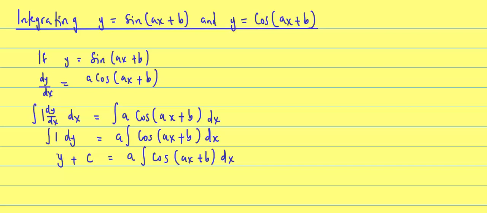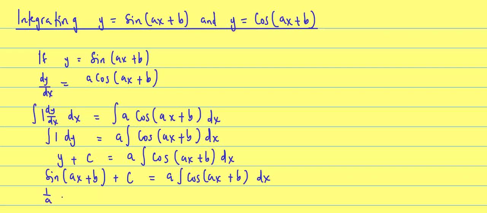I already know what the value of y is equal to. y is my starting function here, which is sine ax plus b plus some integral constant c, which is going to be equal to a times the integral of cosine of ax plus b with respect to x. Now I can divide both sides by this constant here, and so I'm going to have 1 over a sine of ax plus b plus c over a, and it's equal to the integral of the cosine of ax plus b with respect to x.